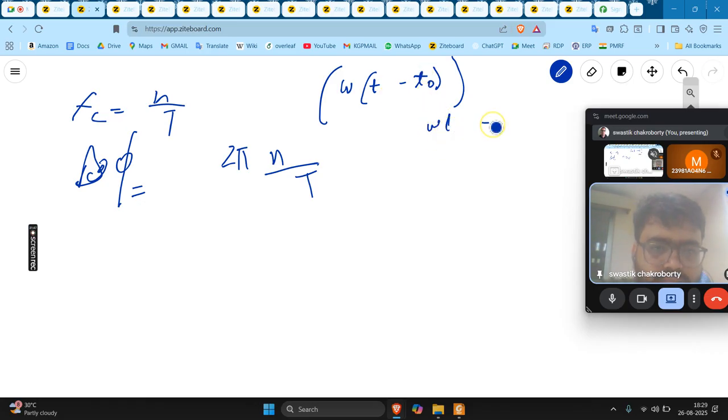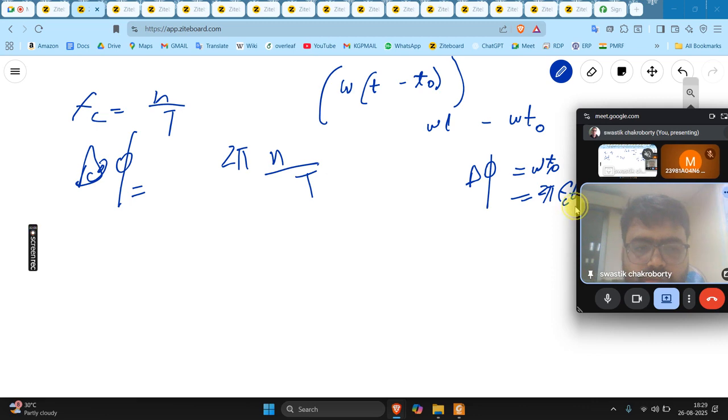So what is the phase shift? Phase shift is omega t naught. Understood? So this delta phi is nothing but omega t naught. And what is omega? Omega is 2 pi fc. Okay, 2 pi fc t naught. So your fc is n/t.